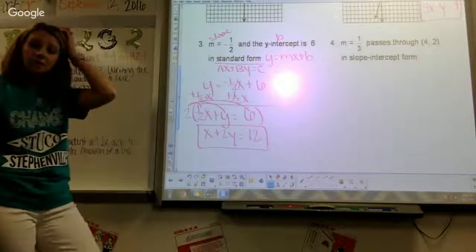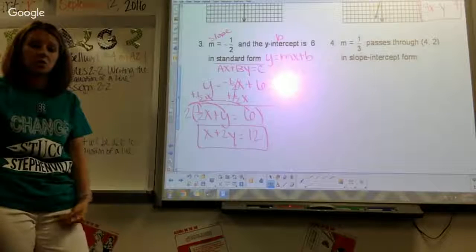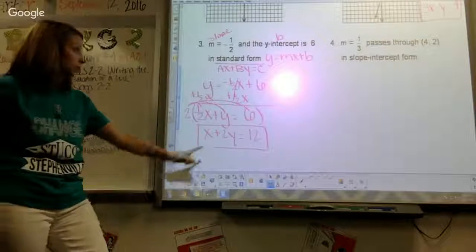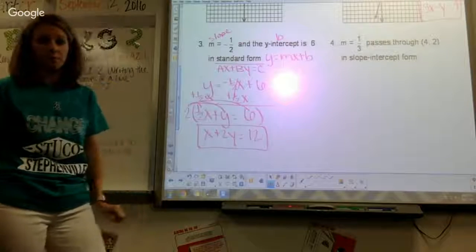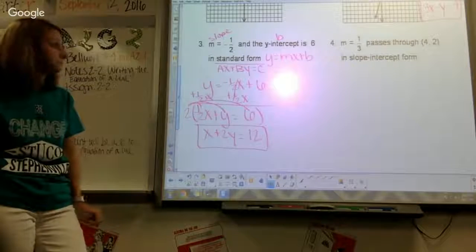When you're in standard form, if you want to check to make sure that you did your standard form correctly, you can solve for y and it should end up giving you back that slope-intercept form. So you can check that.